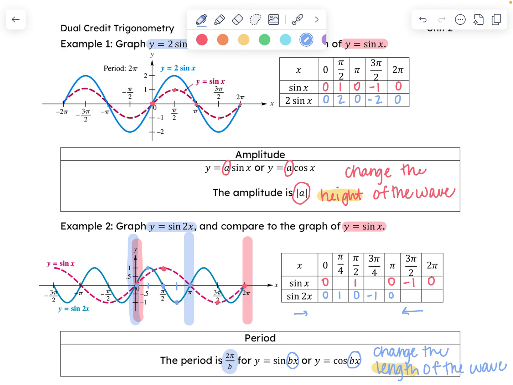So that's how our period can change. And you can see that because I had a 2 right here, if I use this formula, 2 pi over b, well, my b is 2, so 2 pi over 2 means that now my period is just pi, which is where we ended. So my period is just pi. So that's how we can find our period there.